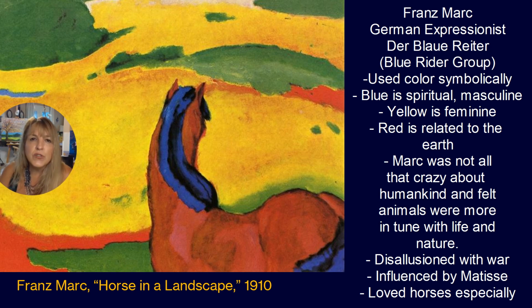He used colors symbolically. Blue is spiritual, masculine. Yellow is more feminine. Red is related to the earth. Marc was not at all crazy with humankind and felt animals were much more in tune with life and nature. He was very disillusioned with the war, and he was very influenced by Matisse. He loved horses especially. So this is Franz Marc, Horse in the Landscape.